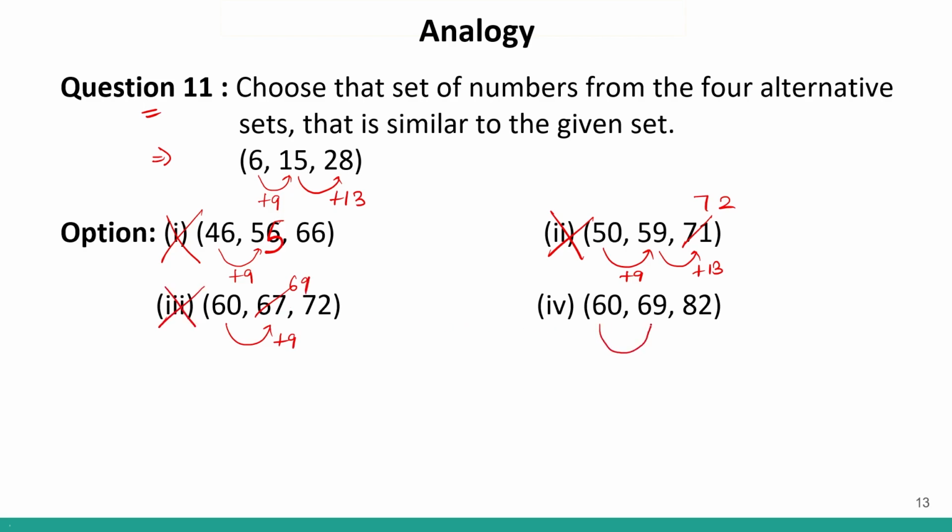Coming here, 60 plus 9 is 69, and from 69 to 82 is plus 13. So this one will be the correct answer. That is option number 4. Option number 4 is the correct answer to this question.